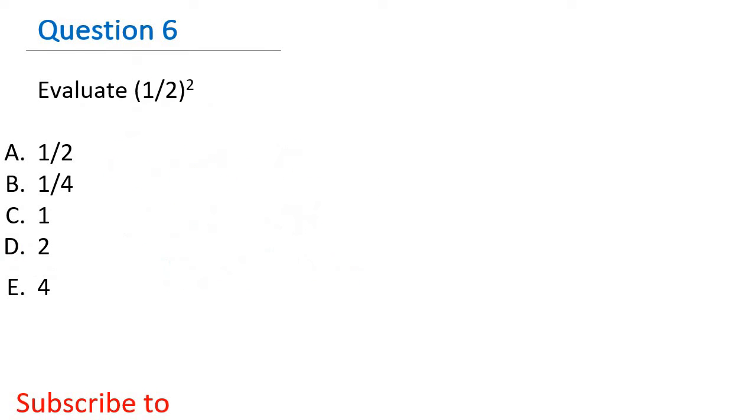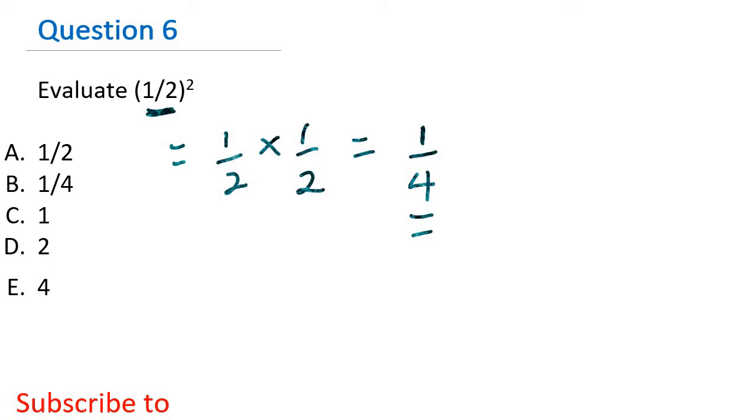Alright, question 6 says evaluate 1/2 square. Okay, they are simply asking you to multiply this by itself. So it will give us 1/2 times 1/2. 1 times 1 is 1, 2 times 2 is 4. So the right answer is B.